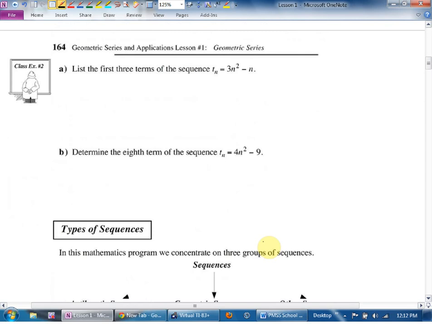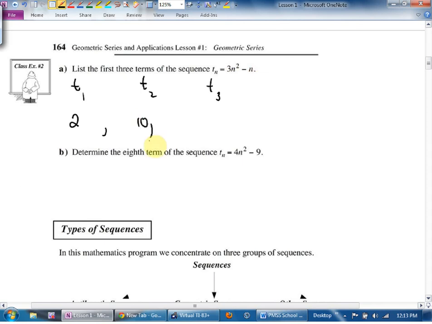Example A says, list the first 3 terms of this sequence. So, term 1, term 2, term 3. What this really means, Brett, is put a 1 in for n. So what's 1 squared times 3, minus 1? The first term of this sequence is 2, comma. Madison, what's n for this one? 2 squared times 3 minus 2. I guess the second term of this sequence is 10.